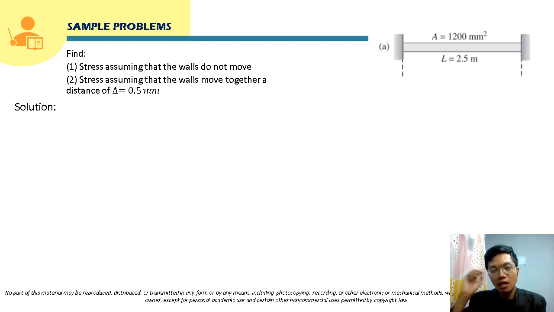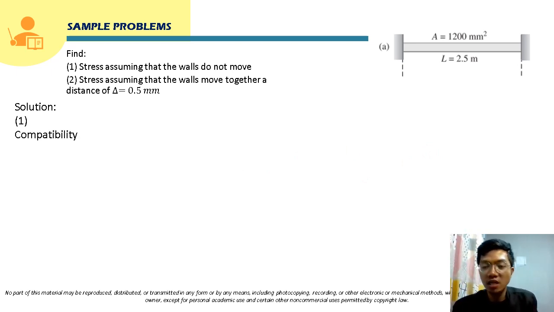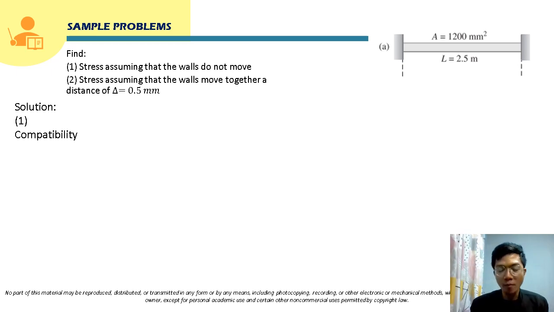Here, class, since this is fixed supported at both ends, it will be stressed, but the deformation here will just be 0, since the assumption is the walls will not move. Since the wall will not move, the deformation will be 0, but it will be stressed. Analyzing that, we are going to establish the compatibility equation. To generate the compatibility equation, we follow the steps given in the previous slides.